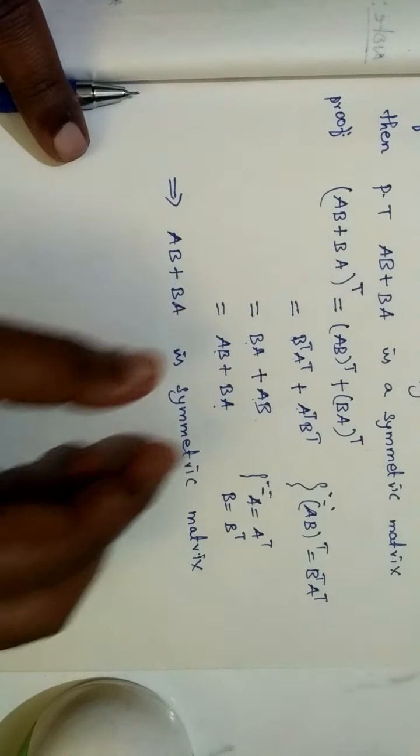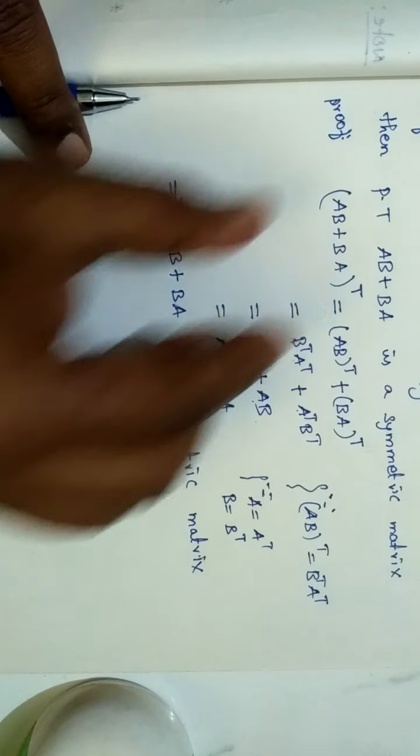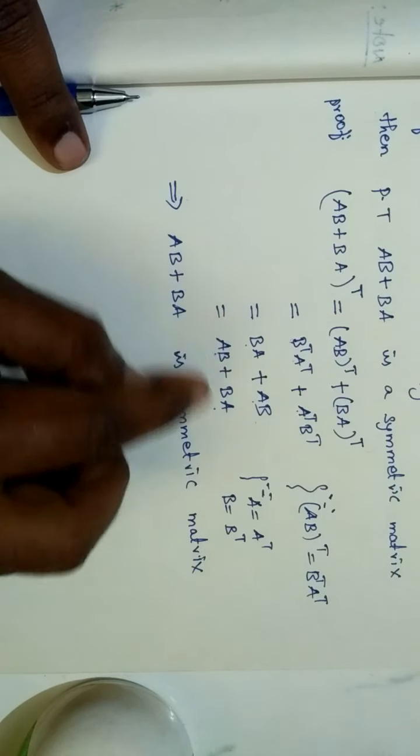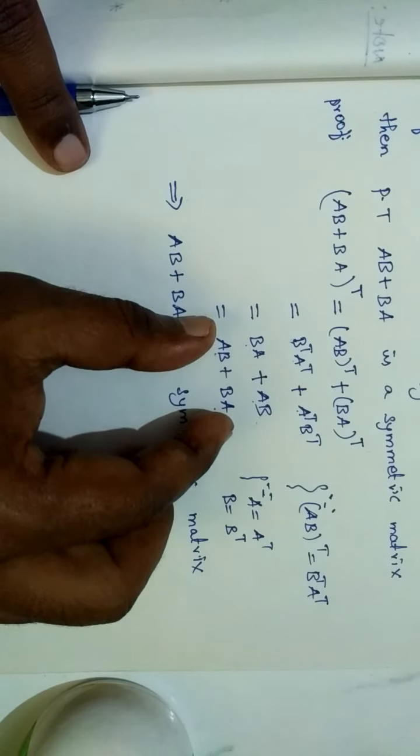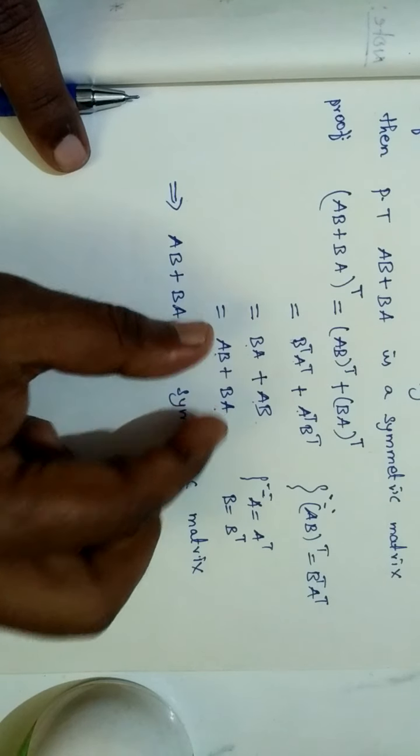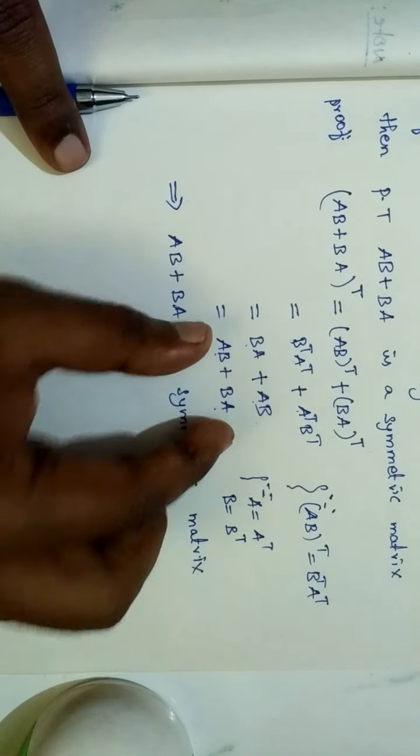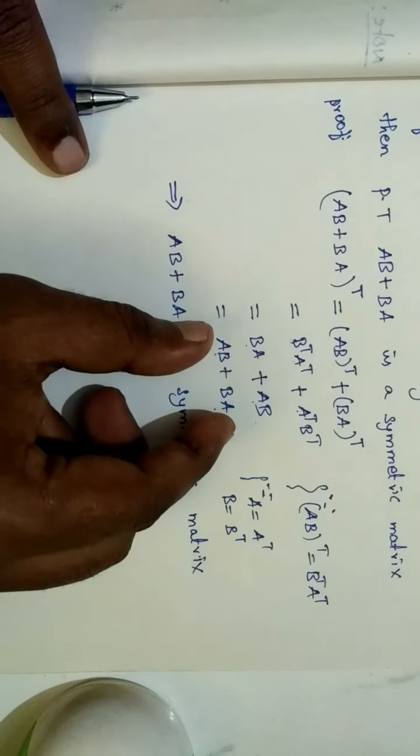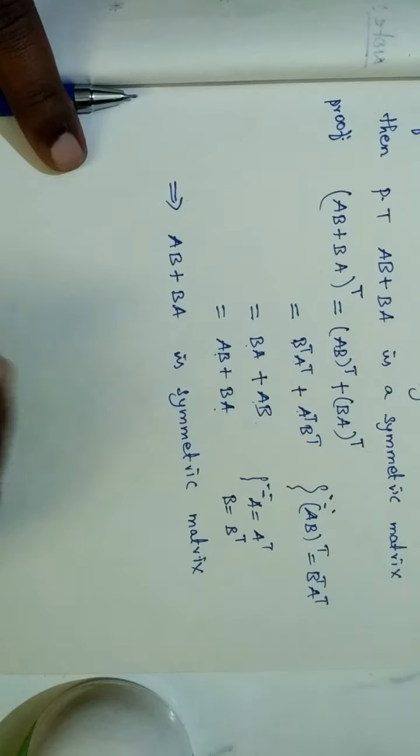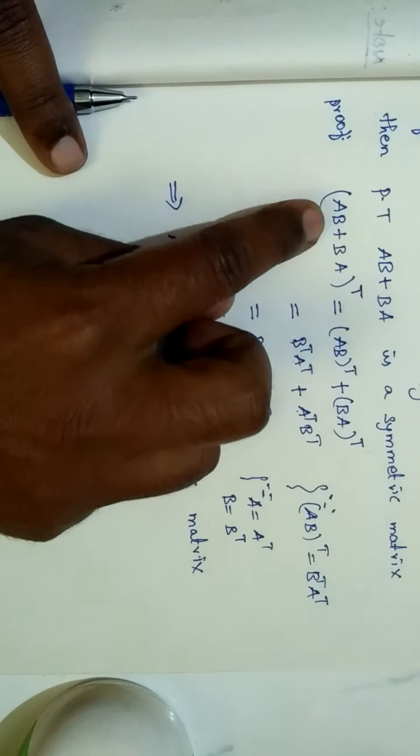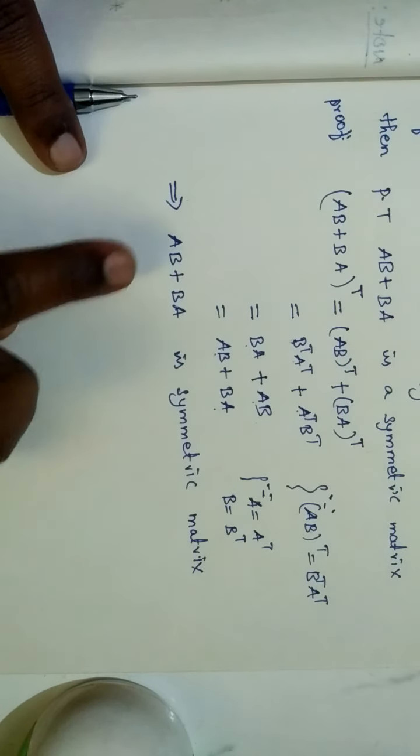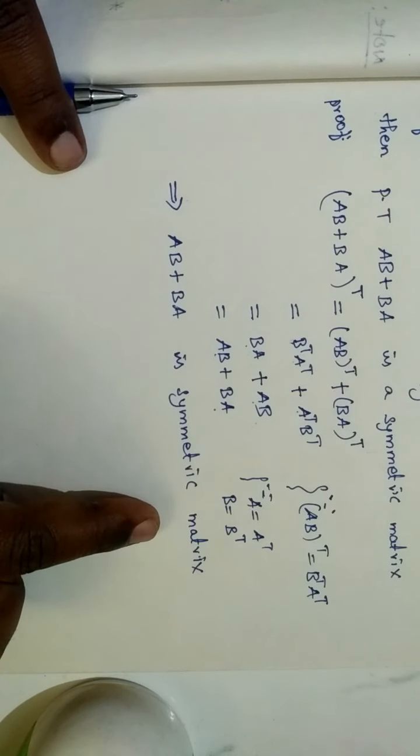Now see what's happening. This matrix is equal to this one. So that means this whole thing is one matrix. It is equivalent to its transpose. This matrix is equivalent to its own transpose. Correct? So that means this matrix is a symmetric matrix, because it is equivalent to its own transpose. Symmetric meaning is what? A matrix A is said to be a symmetric matrix if A is equal to A transpose. Same thing has happened over here. AB plus BA is equal to AB plus BA the whole transpose. Therefore, AB plus BA is a symmetric matrix.